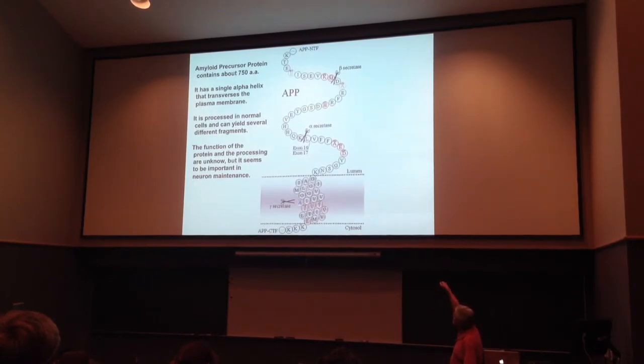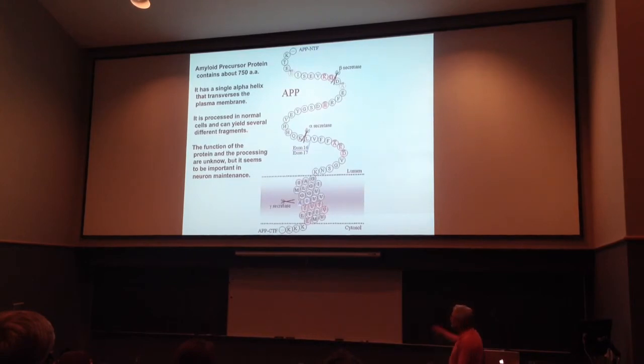And the reason is, if this is sitting in the membrane and you make a cut here, then this part of the protein is secreted, essentially, away from the cell. If you cut here, this part's secreted away from the cell. If you cut here, this part's secreted into the cell, kind of. So these enzymes are called secretases. They're called alpha, beta, and gamma secretase. So they're normally processed. We don't know exactly what the functions of this protein are, or the processing is.